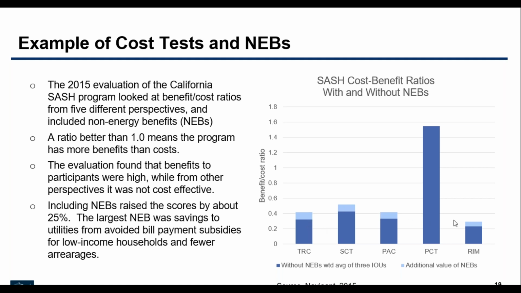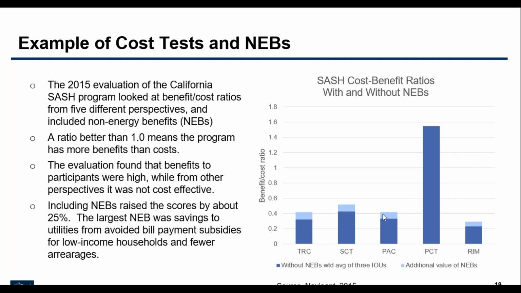However, the light blue shaded areas account for the non-energy benefits, and they increase the benefit ratio by about 1/4 in each category. However, the largest non-energy benefit was in the form of savings to utilities and to other ratepayers from avoided bill subsidies. California has programs called CARE and FERA that provide bill payment subsidies for low-income households. The solar programs were able to cut the payments for that, increasing the benefit cost ratio for these programs.